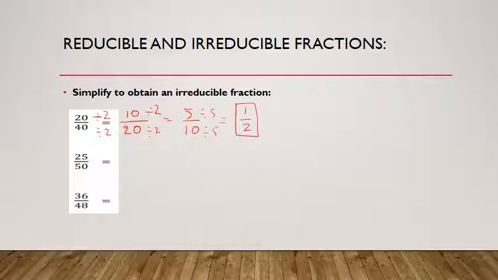The same steps will be done on the second one, but 25 is not divisible by 2. I try the 3, is not divisible, the 4 is not divisible, and the 5, both of them are divisible by 5, so I get 5 over 10. Now by another 5, so I get 1 over 2, and 1 over 2 is also an irreducible fraction. The last one, I'm going to divide by 2 both terms, so I get 18 over 24 by 2, it's 9 over 12, and now I'm going to divide by 3, so it's 3 over 4, and 3 over 4 is an irreducible fraction.